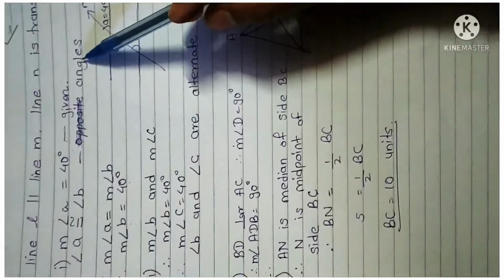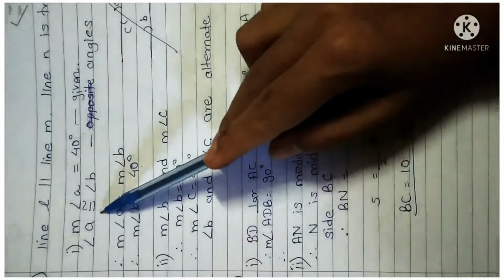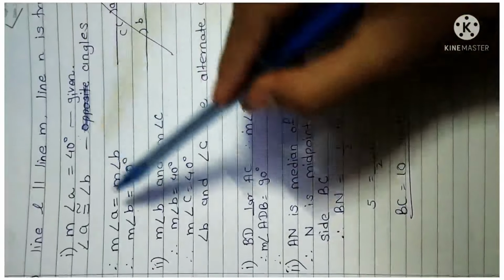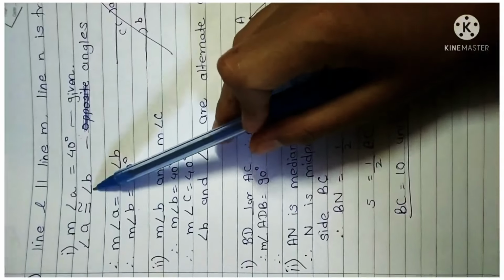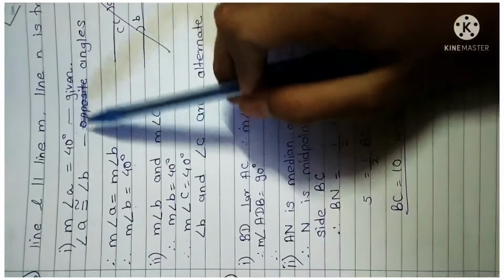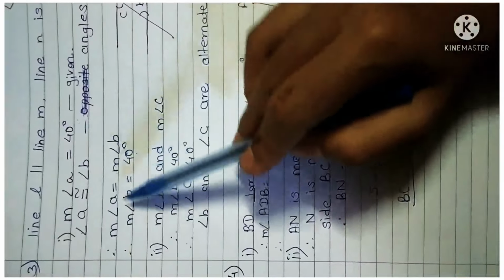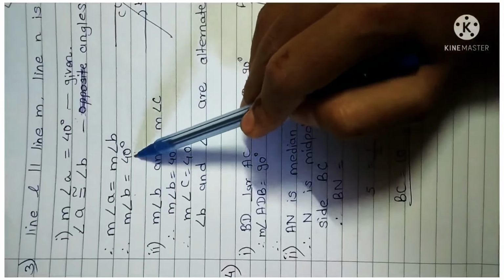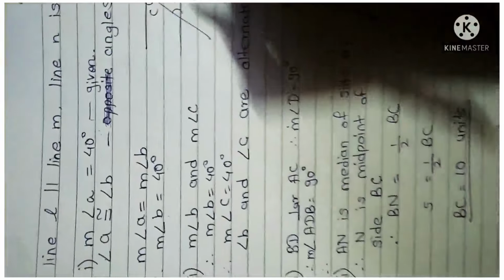Okay, then I know measure of angle A will be measure of angle B, but you have to tell me in the comment box what type of angles these are. Measure of angle A is equal to measure of angle B. Then measure of angle B is equal to 40 degrees. So measure of angle B will be 40 degrees.